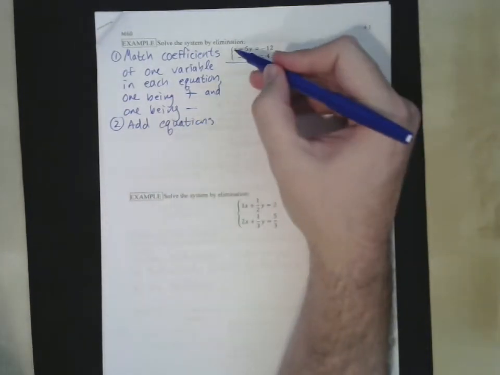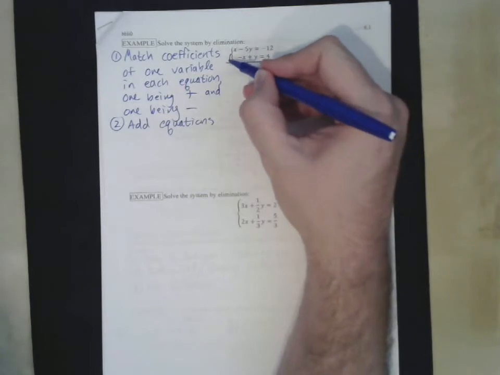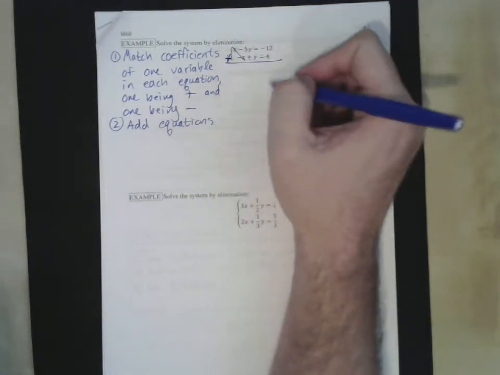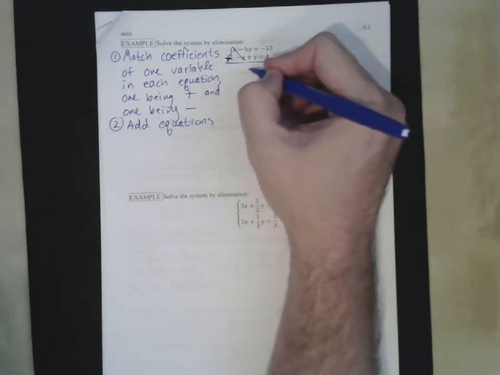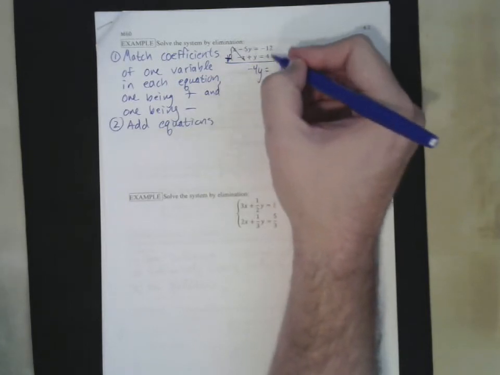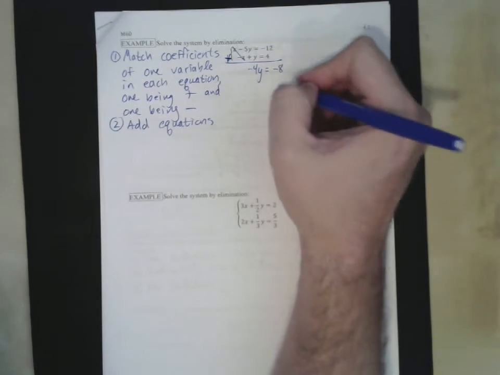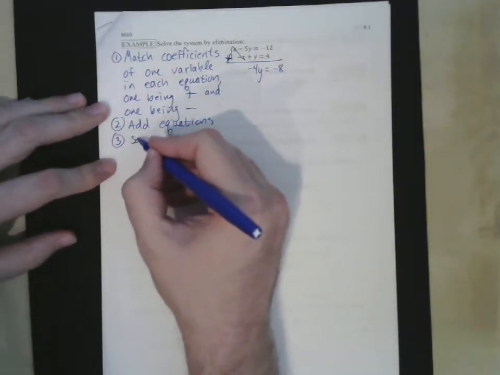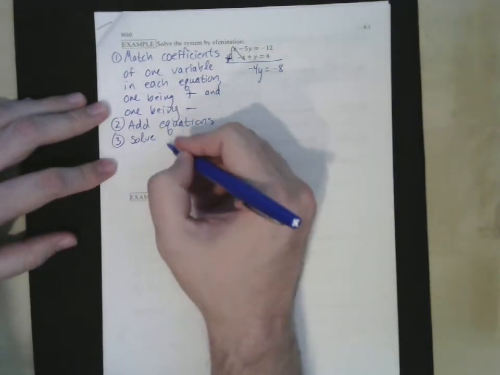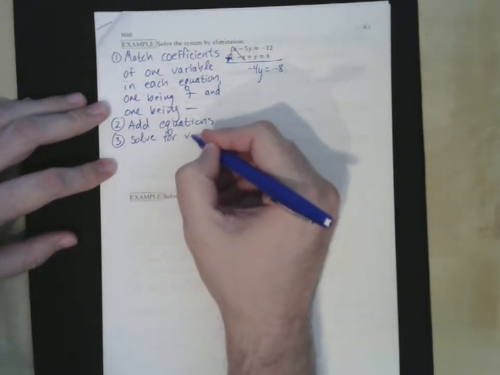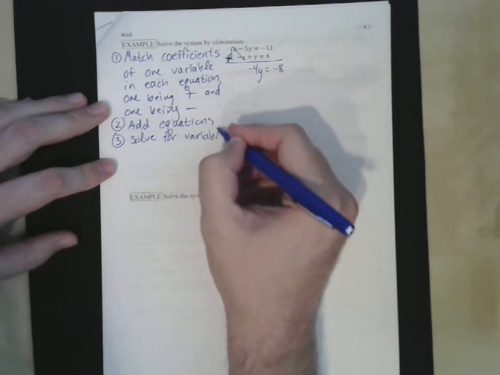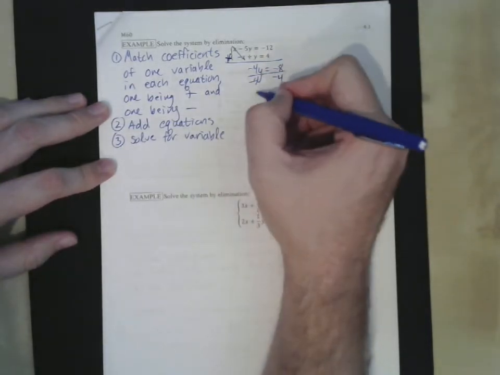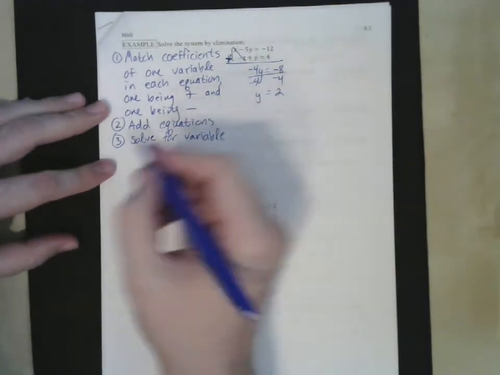So now we have a positive x and a negative x, and when we add straight down, those cancel. And then we have negative 5y plus y gives us negative 4y, and negative 12 plus 4 gives us negative 8. And then once we've done that, we solve for the variable. So we're going to divide by negative 4, divide by negative 4. We're going to get y equals positive 2.